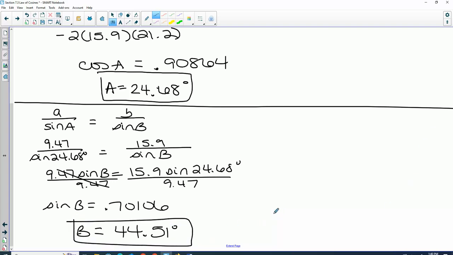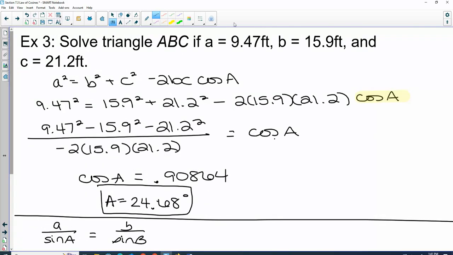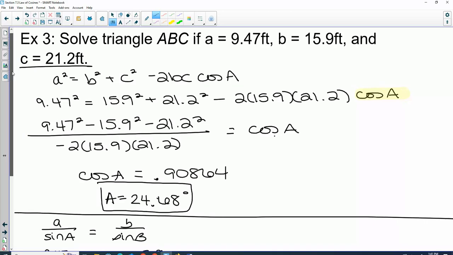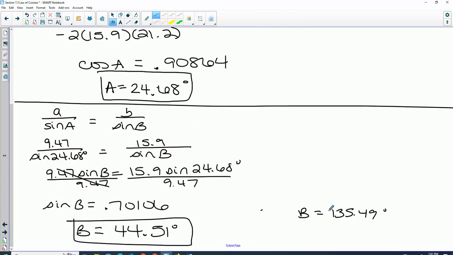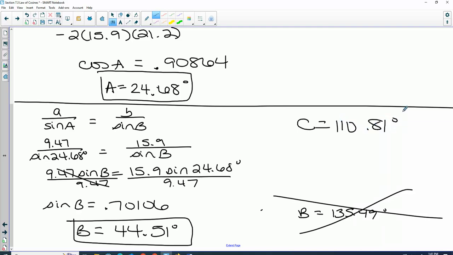When we have law of sines, we have to think about the possibility of a second triangle. If we did that though, 180 minus 44.51 is 135.49. If we think back to our problem, side C is the biggest, so that means angle C has to be the biggest angle, has to be the obtuse angle. So can angle B be 135? No, we do only have one triangle here. And so then to get C, you just subtract from 180. So we get 110.81 degrees.